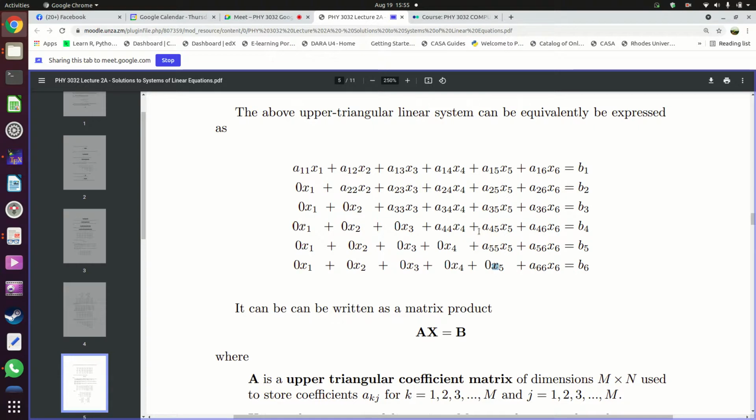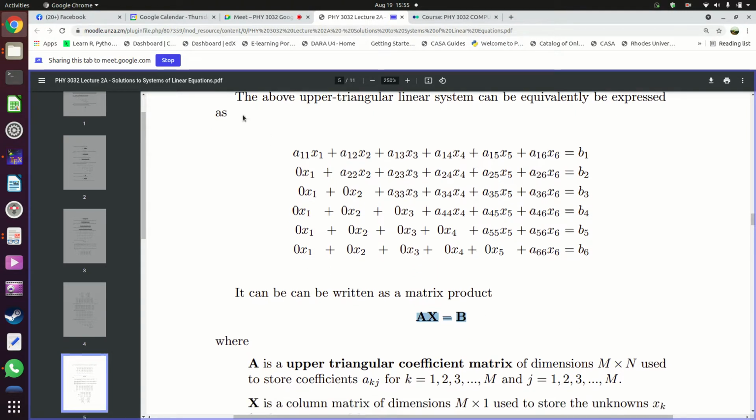We can rewrite all these. If we explicitly show where the zeros are and the unknowns, we can rewrite our upper triangular system in this fashion. The reason we are doing this is so that we can rewrite our triangular system as AX equals B, where A is the matrix of coefficients, X is the column matrix of the unknowns, and B is the column matrix of the constants. Is this clear?